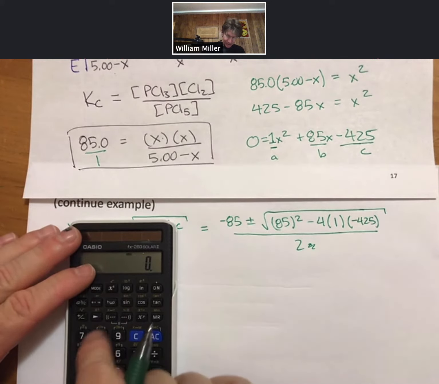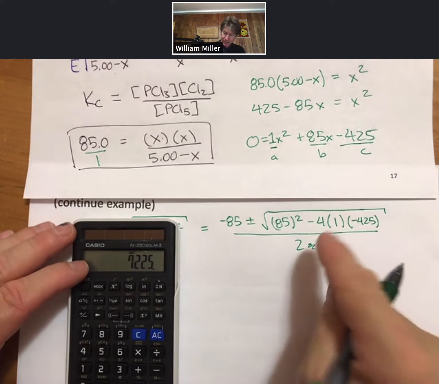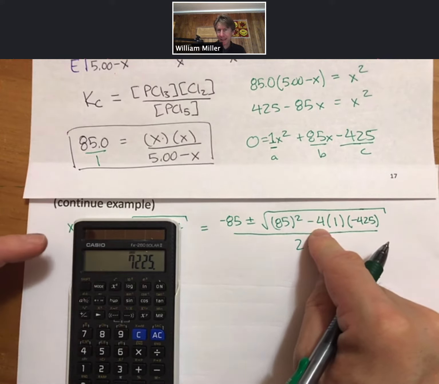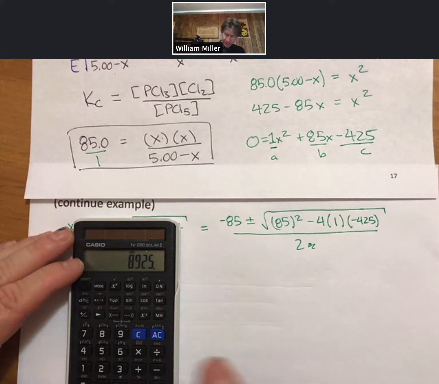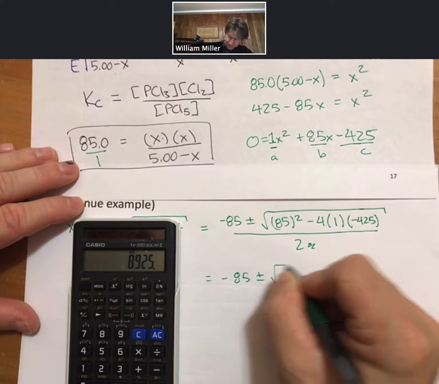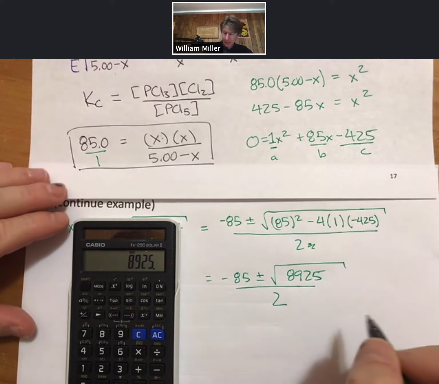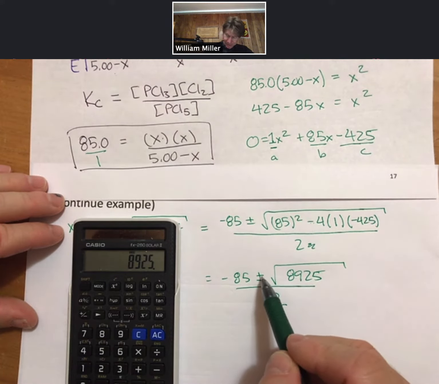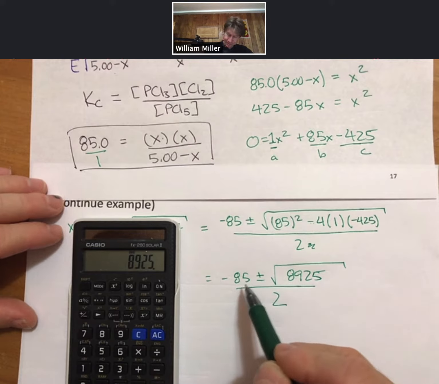So let's see, 85, oh, clear it. 85 squared minus 4 times this, which is going to be positive, so I'm just going to add it, plus 4 times 425. So I get minus 85 plus or minus the square root of 8925 over 2. And what you can see is because this term became positive, this term is going to be larger than the term that we've got here.